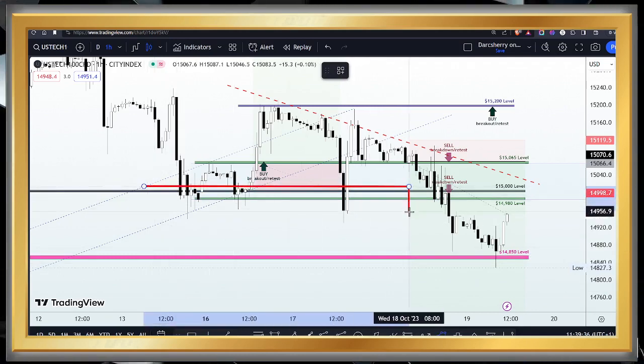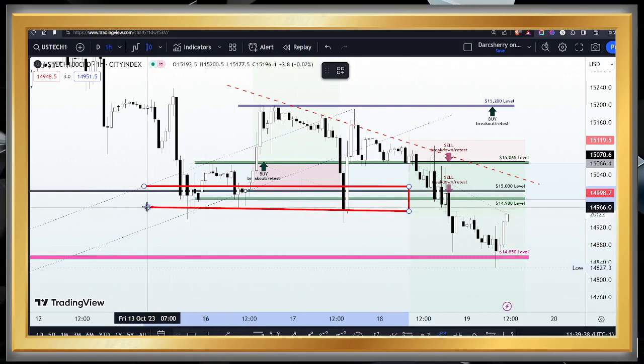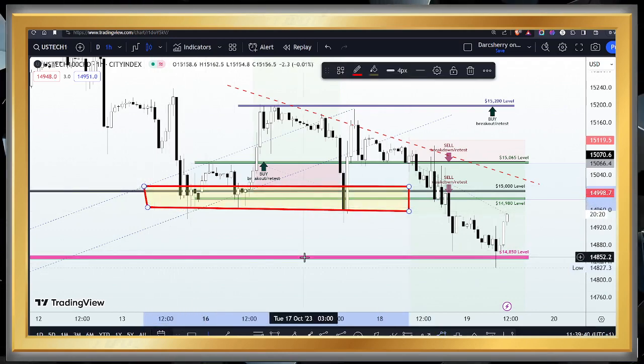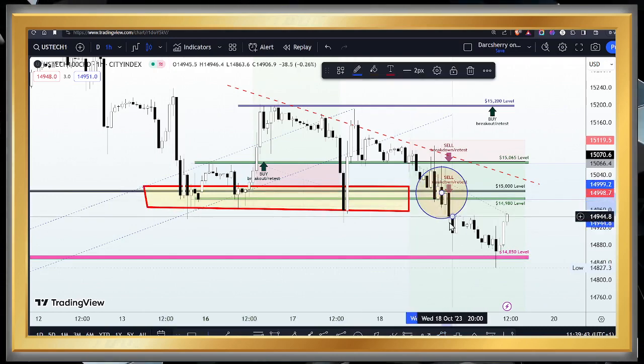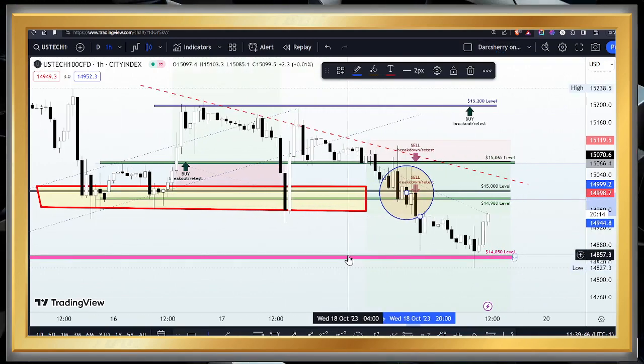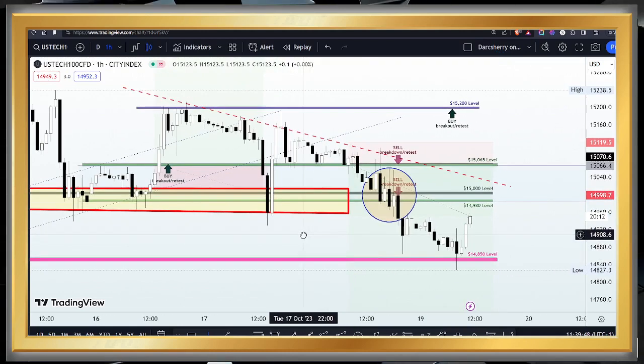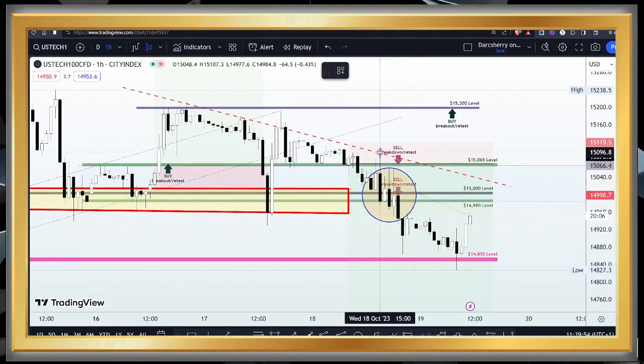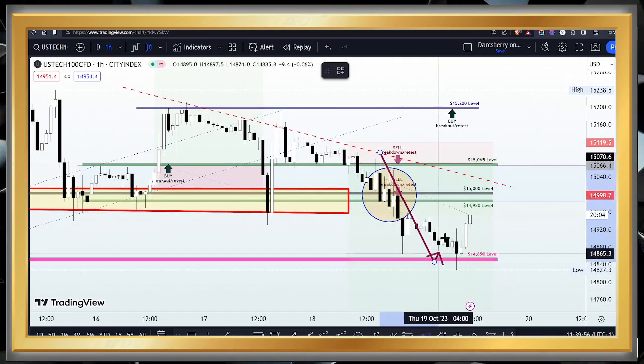Remember that zone had previously been serving as a strong buy niche before it was finally broken yesterday. Now, this is a very significant development in this market. Now, the question going into today's New York session is the bullish momentum we're noticing so far.